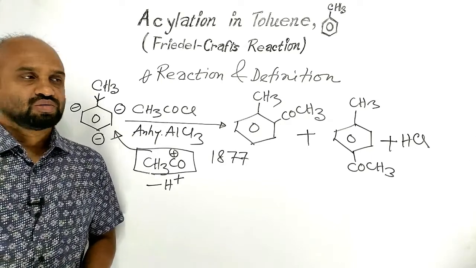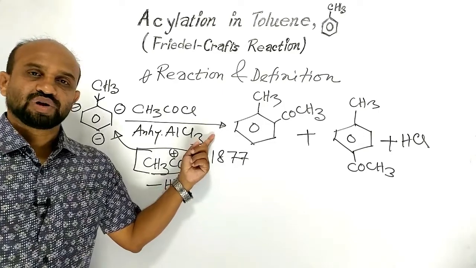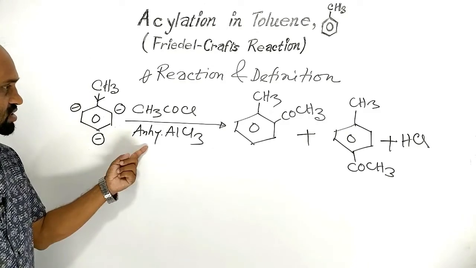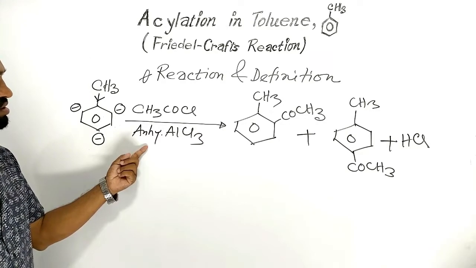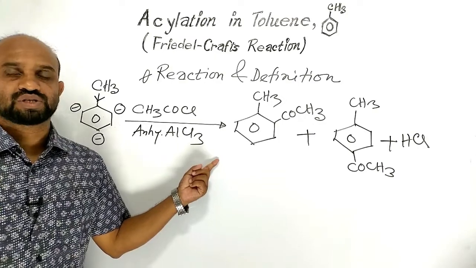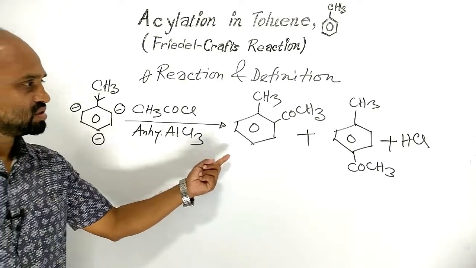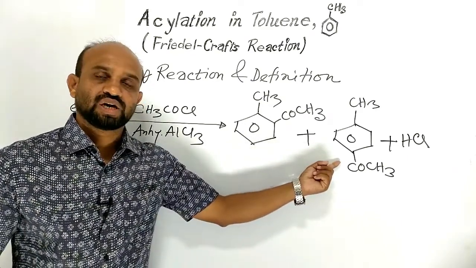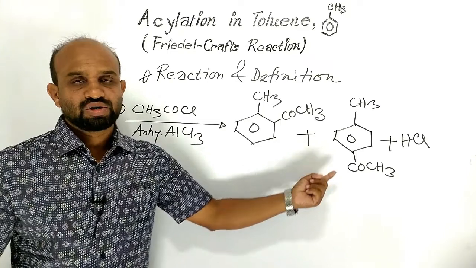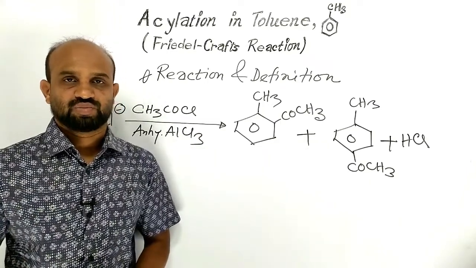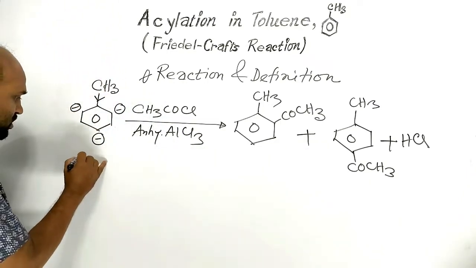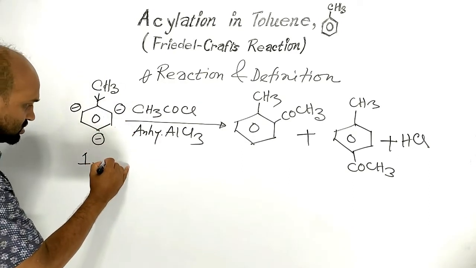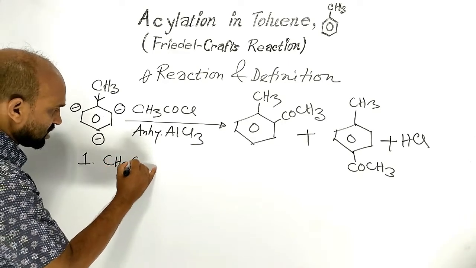Now let's try to know the reaction mechanism of the reaction. Let's say this is the reaction, acylation or Friedel-Crafts acylation, in which 2-methyl-acetophenone or 4-methyl-acetophenone are formed. Now let's see the mechanism of the reaction step by step. Step 1, acyl chloride. Here this is acetyl chloride.